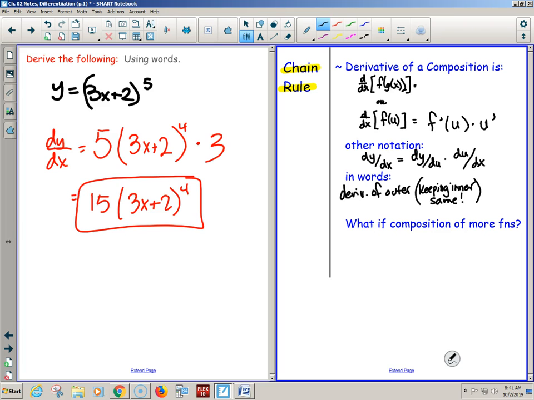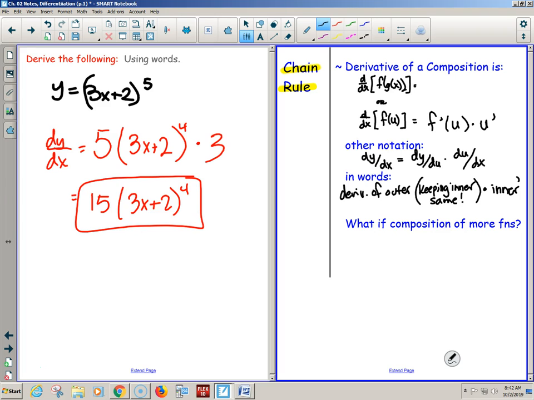Huge, huge, not factorial, but exclamation point there. Times, as soon as we multiply, now we can break out the inner and take its prime. I guess we could even put a d in there and have it be like the quotient rule. D outer, keeping inner, times d inner. I don't know, it doesn't sound as good. Derivative of the outer, keeping the inner the same, times the inner prime, times the derivative of the inner.